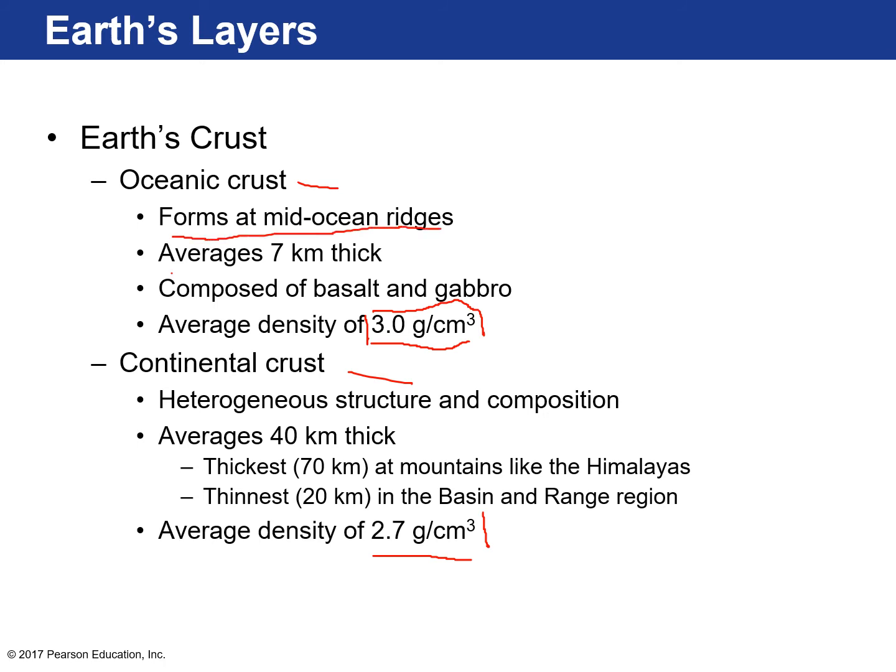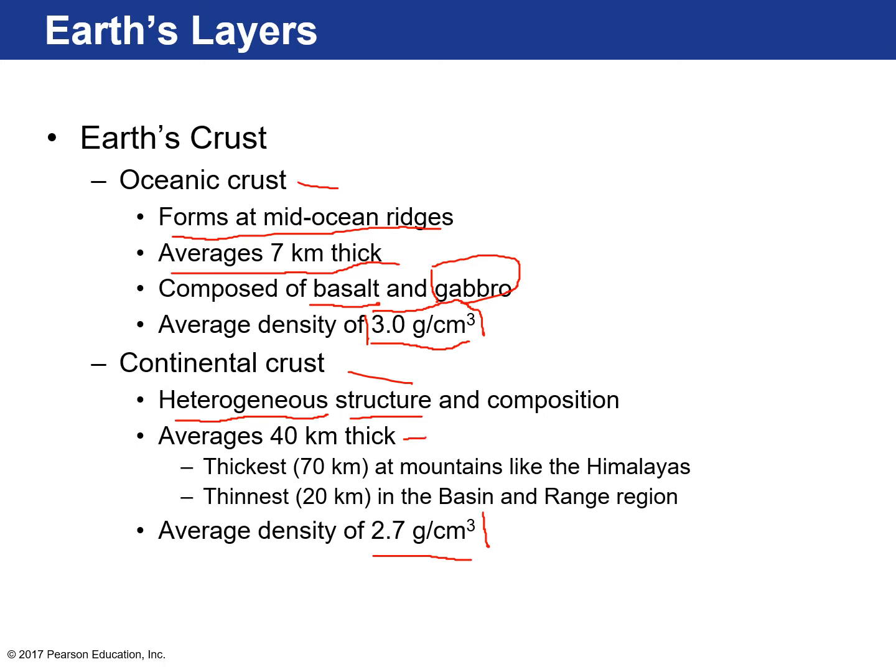It's very thin in comparison to continental crust, only 7 kilometers, and it's composed of upper layers of basalt, the volcanic rock, and then the intrusive equivalent of basalt, which is gabbro. Okay, the continental crust varies in its composition because you can have igneous, sedimentary, or metamorphic rocks that make up the continental crust. Its structure is different everywhere because of plate tectonics.